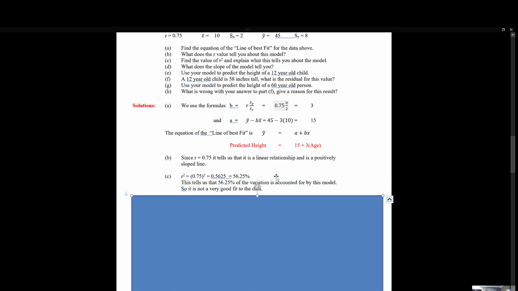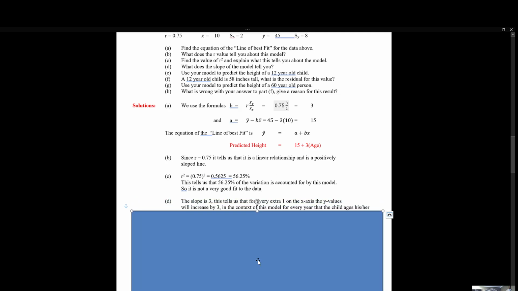So if I know the age of a child and I plug it into this formula, allegedly it would give me a good prediction of the height. Now, since the correlation coefficient R is 0.75, it tells us that the line is positive, which is not a surprise. The older you are, the taller you are, so yeah, that would be positive. I'm not that impressed by the coefficient of determination. It's 56.25%. Yeah, there's a lot of variation that's not accounted for by this model, which tends to mean that we could be, in some circumstances anyway, miles out.